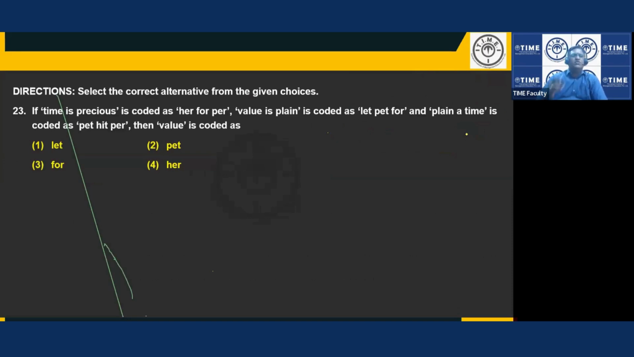Here is a small coding and decoding question. In a paragraph, time is precious is coded as her for per, value is plain is coded as let pet to for, and plain a time is coded as pet to hit to per. Then what is value?